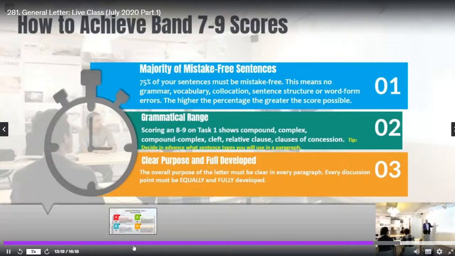And you want to make sure that when you're writing a letter, you have a very clear purpose and your letter is fully developed. It shouldn't be where the first discussion point is one sentence, the second discussion point is three sentences, and the third discussion point is one sentence. That's not being fully developed, right? And when it talks about having a clear purpose, they're talking about the discussion point: is the purpose of that paragraph clear?